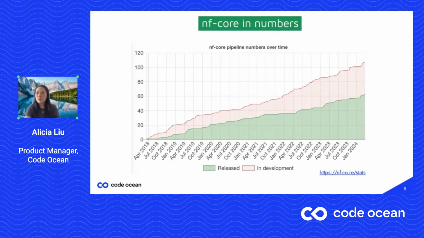And here on the screen, we have the actual number of NF Core pipelines. As of today, NF Core has 60 released pipelines and 34 pipelines under development. So it's clear that the NF Core community is growing. The number of pipeline contributors and pipeline users are growing, and here at CodeOcean, we're interested in making it easier than ever for our users to access and run these powerful pipelines.